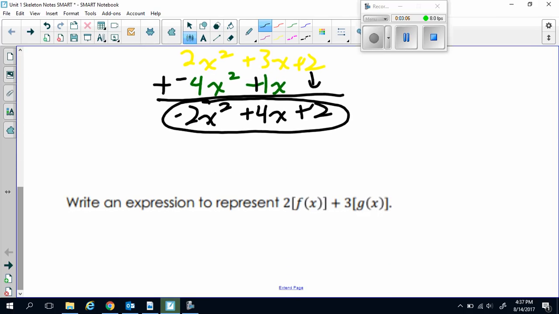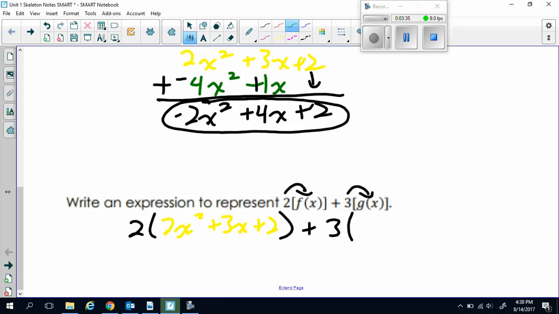So here's another one. Okay, so it says it wants 2, and remember this is being multiplied to that, so it's 2 times f of x. So it's going to look like this. 2 times my f of x function, which is 2x squared plus 3x plus 2. And I got that again from the very, very top where it told me. And it wants me to add it to 3 times that g of x. So 3 times that g of x, which is 4x squared minus x or minus 1x, however you want to write it.